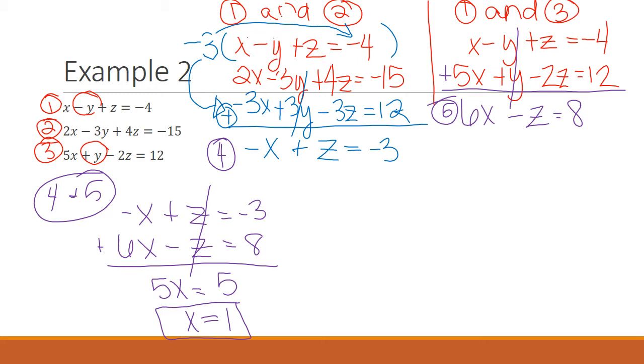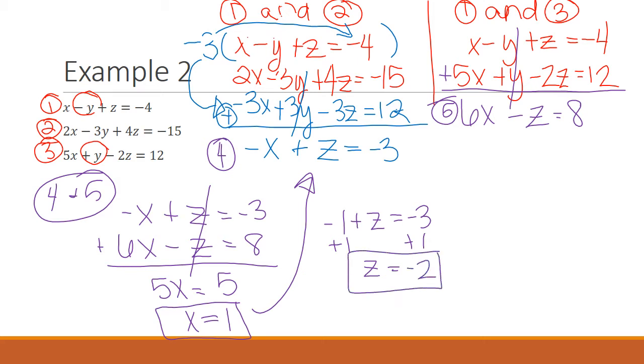So pick either equation 4 or 5 and plug it into them. I'll just take this first one. If x is 1, I've got negative 1 plus z equals negative 3. I'm going to solve for z, and I get z equals negative 2.